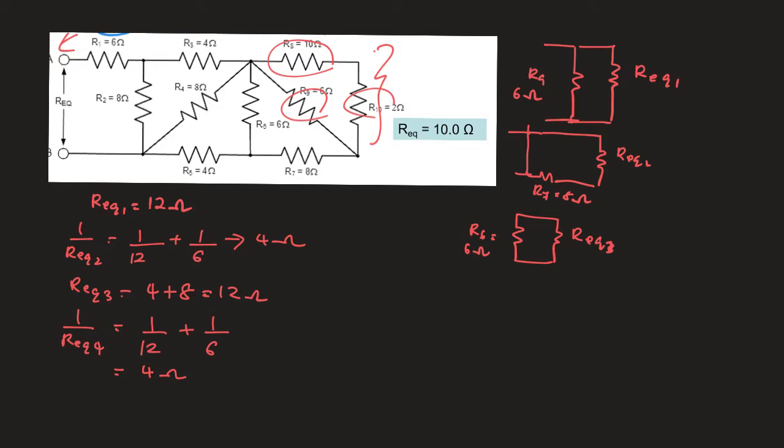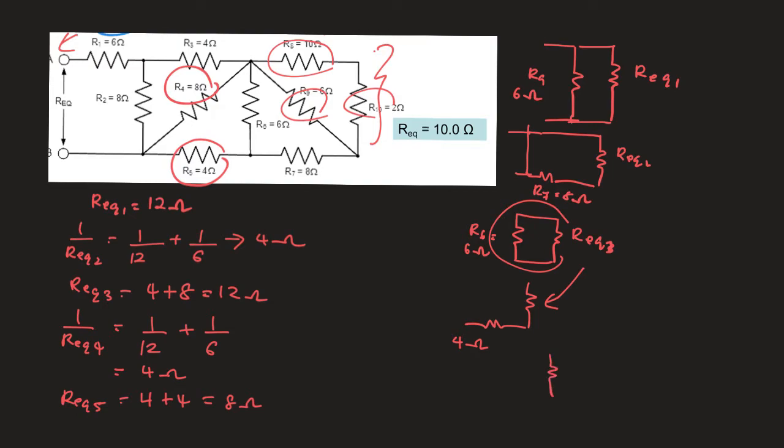Okay, so you are going to have an arrangement that is in series with the 4 ohms. This combination is going to be like one resistor, but in series with the 4 ohms. So R equivalent 5: 4 plus 4, then you are going to get 8 ohms. The 8 ohms over there is going to be parallel with the R4, which is 8 ohm here.